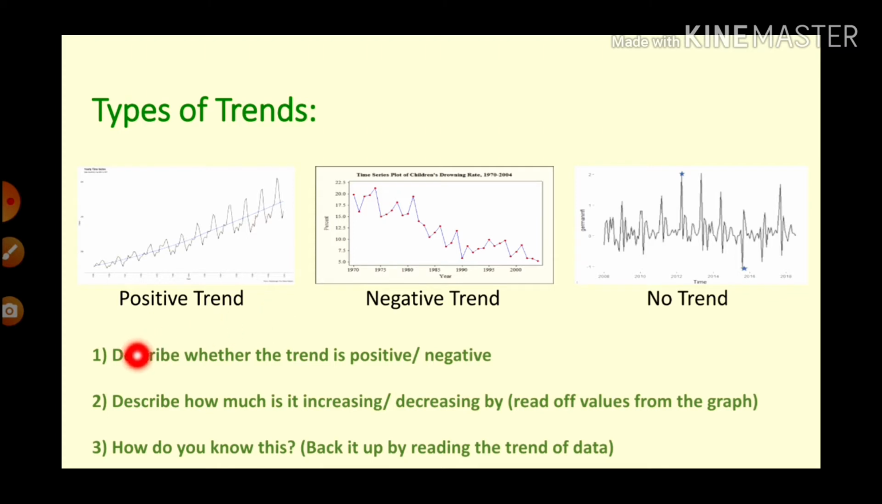So when you're describing the trend, the first thing that you have to say is whether it's positive or negative. If it's positive, obviously it will increase. If it's negative, obviously it will decrease. So number 1 and 2, that's how you would discuss and describe the trend. And finally, you have to tell us how you know this by backing it up from the reading and looking at the data.